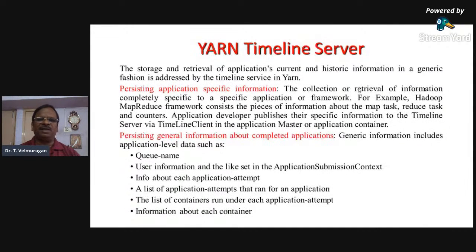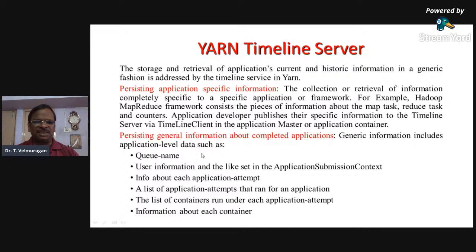In what way is the information processed? In two ways. One is persisting application-specific information, and the other is persisting general information about completed applications. Some information is collected and retrieved by the YARN-specific application framework. For example, the Hadoop MapReduce framework holds information about the map tasks, reduce tasks and the counters.